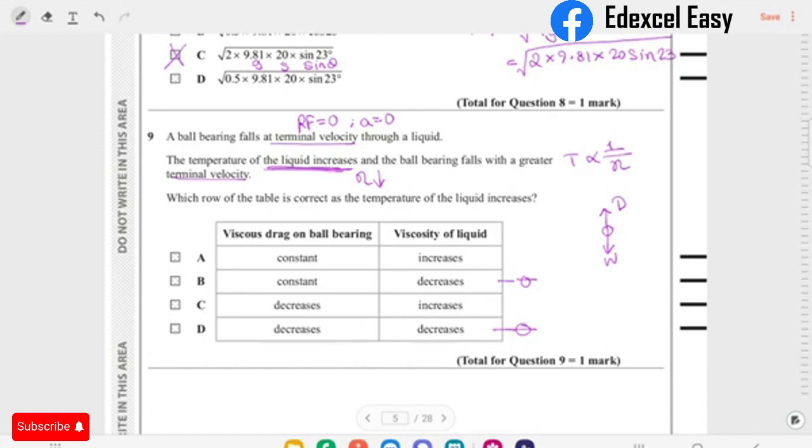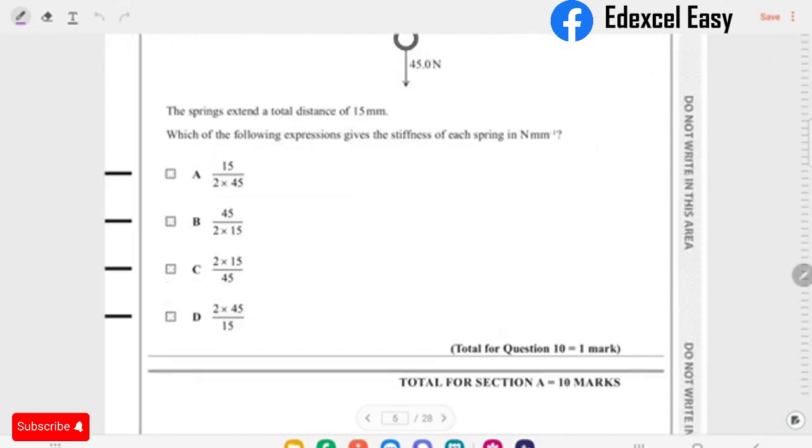It's just that now the fluid has less resistance within itself. That's why it can now fall at a higher magnitude. Other than that, the forces will remain like they were. So in that case, drag force would remain constant and viscosity is supposed to decrease. So option B is the correct answer for it.